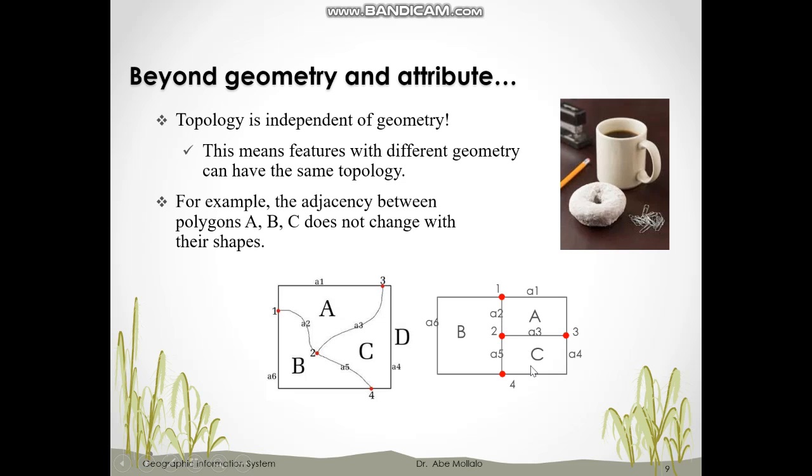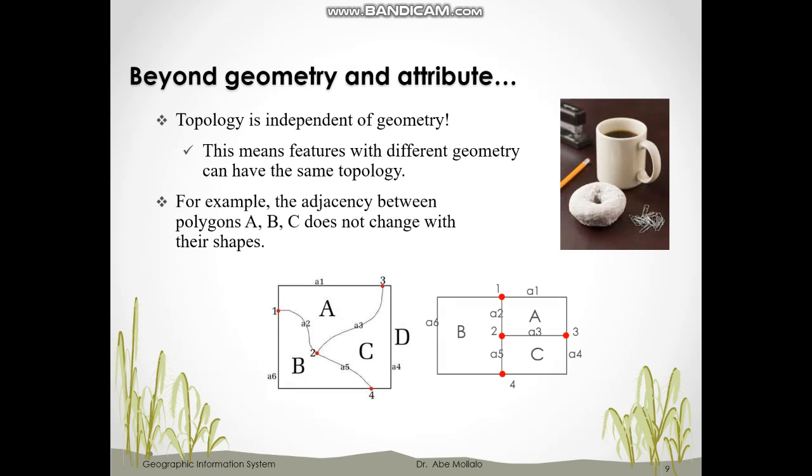Or we can say that polygon A is composed of A1, A2, and A3. And here also A1, A2, and A3. Or A1 and A2 are connected at point 1. A1 and A2 are connected at point 1. So from the topological relationship, these two are similar to each other because we only look at the relationship between the features, not the shape of the features.